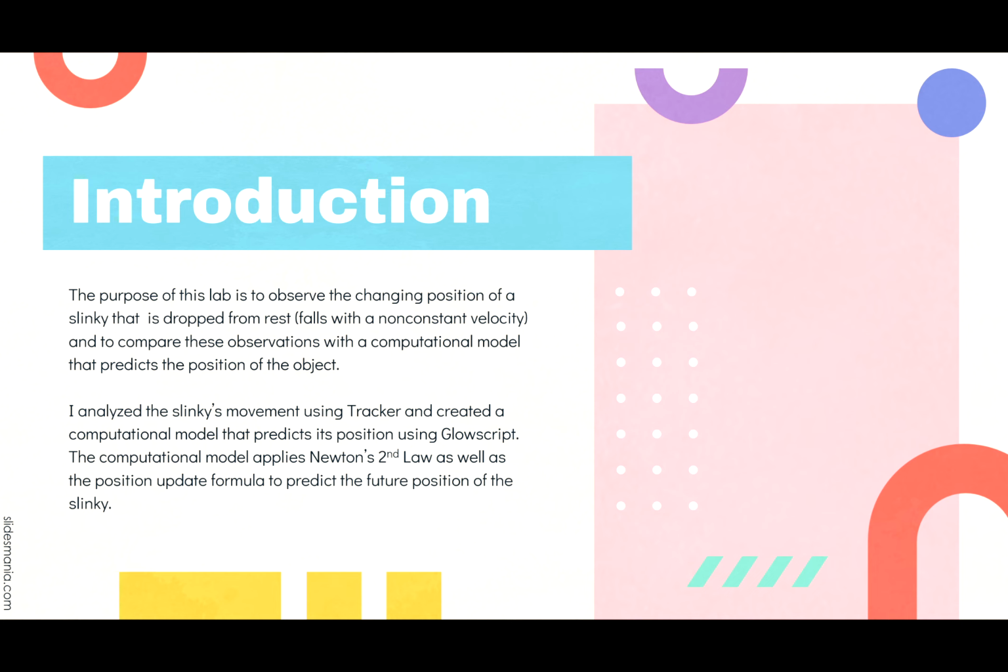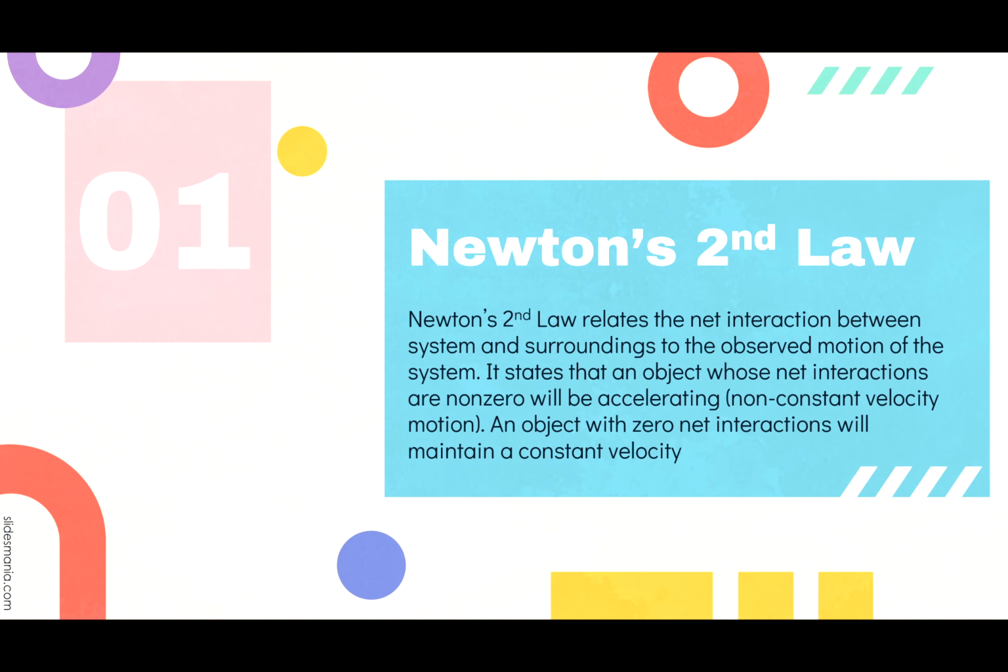The computational model applies Newton's second law as well as the position update formula to predict the future position of the slinky. The fundamental principle applied in this lab is Newton's second law. Newton's second law relates the net interaction between system and surroundings to the observed motion of the system. To elaborate on this, Newton's second law states that an object with zero net interactions will maintain a constant velocity, and an object whose net interactions are non-zero will be accelerating.